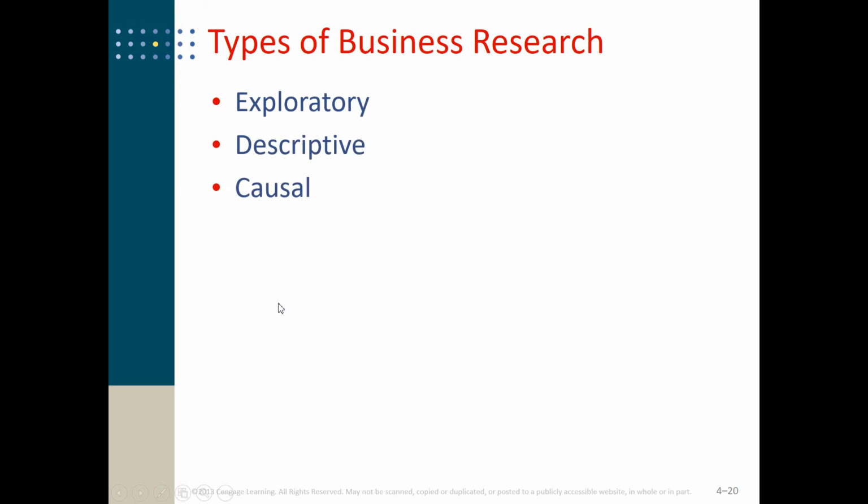Hello everyone. In this video, I will be discussing the second learning objective of chapter 4, that is understanding types of business research. On the basis of the purpose of the research, we can differentiate business research into three categories. These are exploratory research, descriptive research, and causal research.